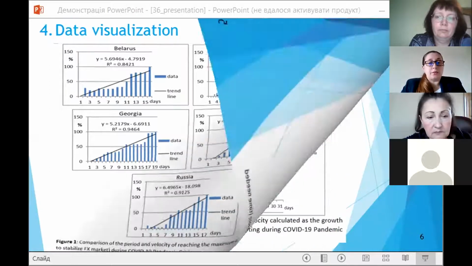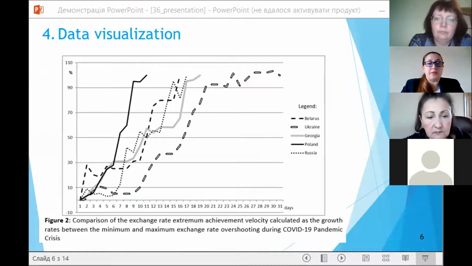The next slide shows us a comparison of the exchange rate extreme achievement velocity, calculated as a growth rate between the minimum and maximum exchange rate values during the COVID-19 pandemic crisis, demonstrated on the figure which you can see. Have to say, the differences in the exchange rate dynamics during the COVID-19 pandemic crisis are in the level of FX market development, the level of confidence in the central bank's measures aimed at stabilizing the FX market, and also the level of effectiveness of the central bank's measures aimed at stabilizing the FX market.